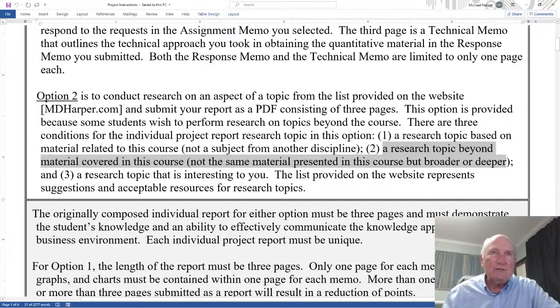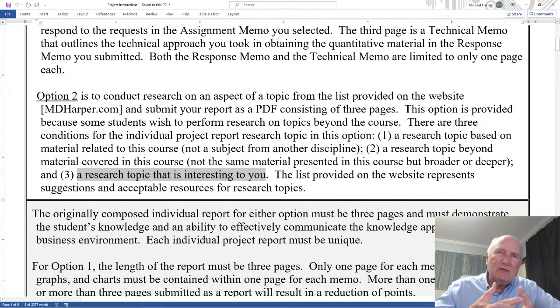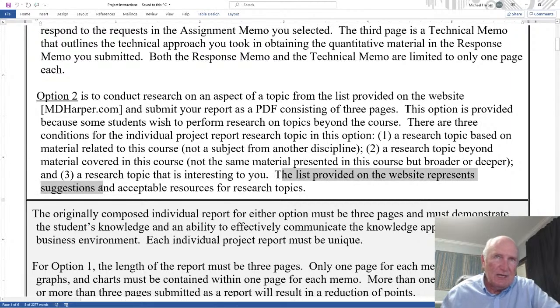3, a research topic that is interesting to you, and I think that's the most important thing. Something you'd find interesting in doing. Something you would like to go deeper on, and something you'd like to do. Whether it's option 1 or option 2, something that sounds interesting. The list provided on the website represents suggestions and acceptable resources for research topics.